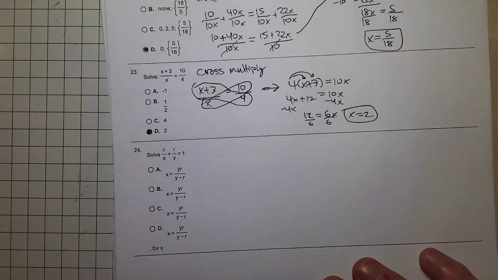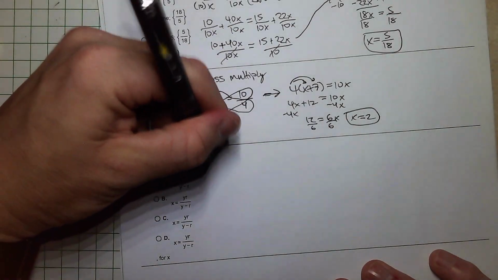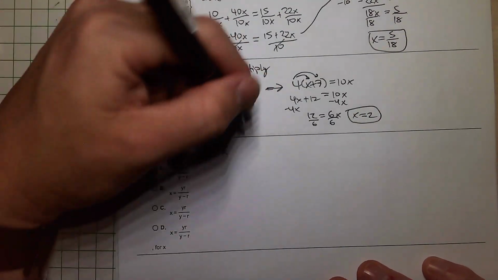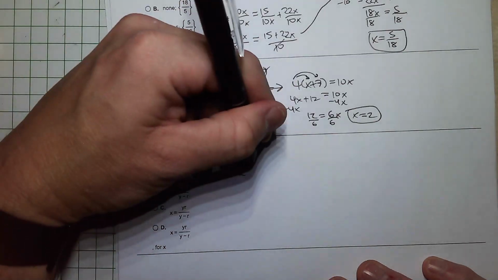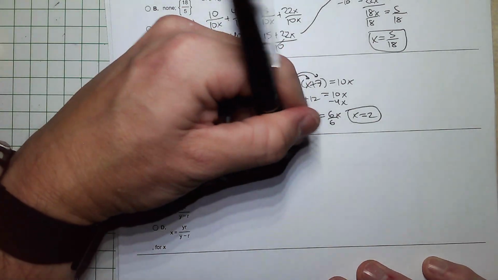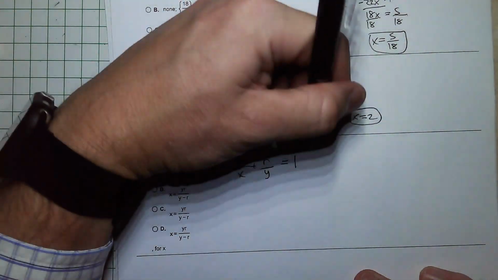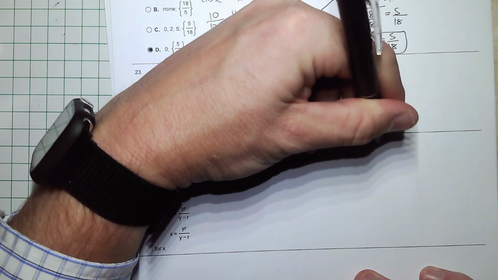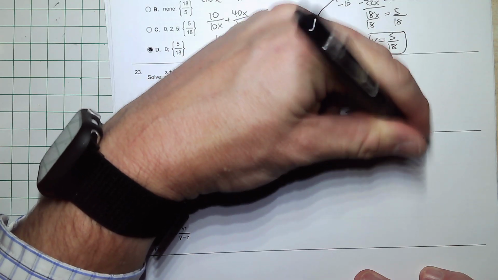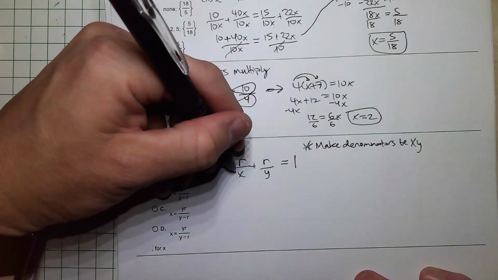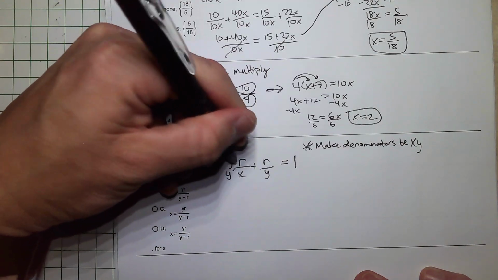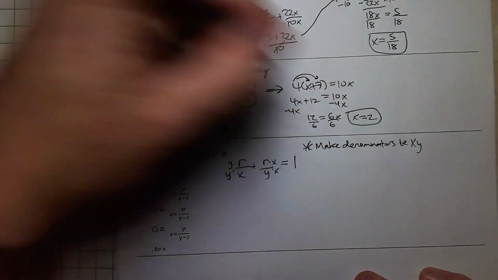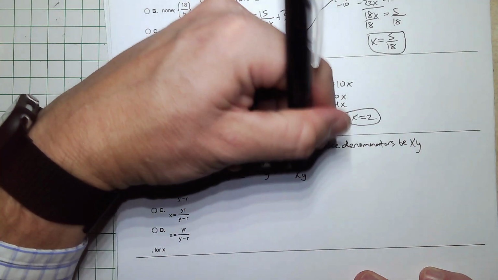Now, on this 24, I had kind of a misprint. You're wanting to solve this for x. It's down there, but it didn't show up the way I wanted. So I'm going to solve this for x. r divided by x plus r divided by y equals 1. I'm going to make the denominators be xy. What does this first one need to be xy? It needs a y. Whatever I do at the bottom, I have to do to the top. What does this one need? It needs an x. And this one needs an x and a y.